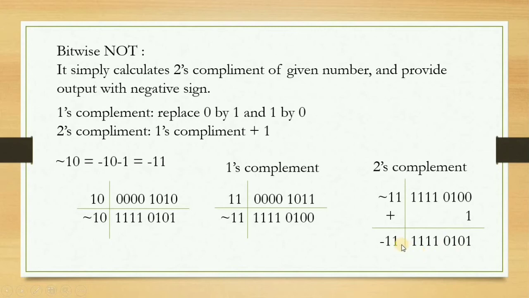If you observe the output of 2's complement, that is 11110101, and the output of bitwise NOT, that is 11110101, both are exactly the same. Bitwise NOT of 10 will be equal to minus 11.